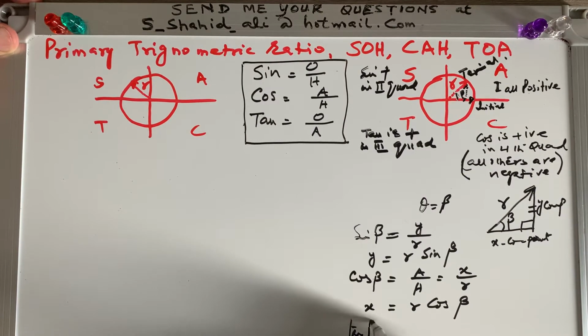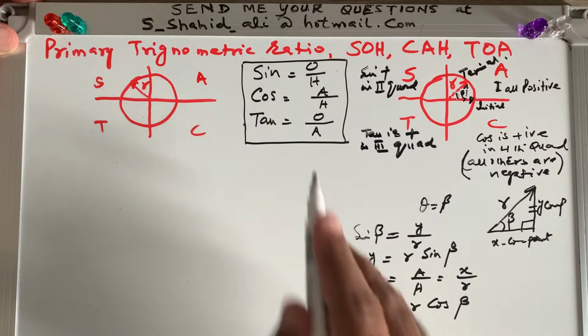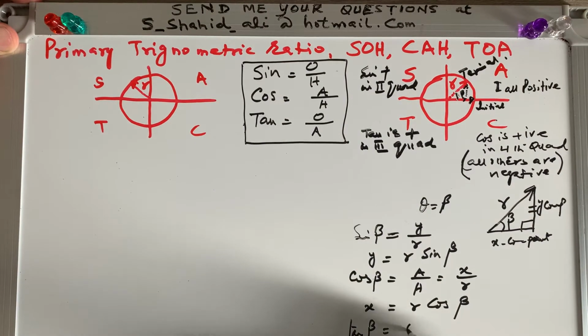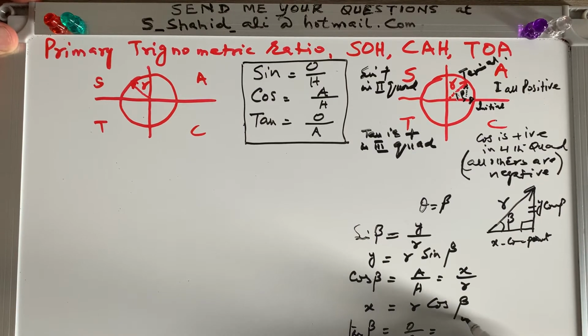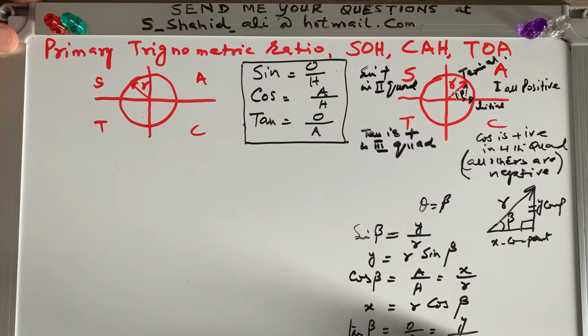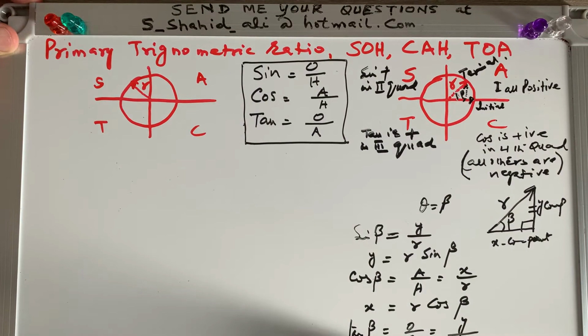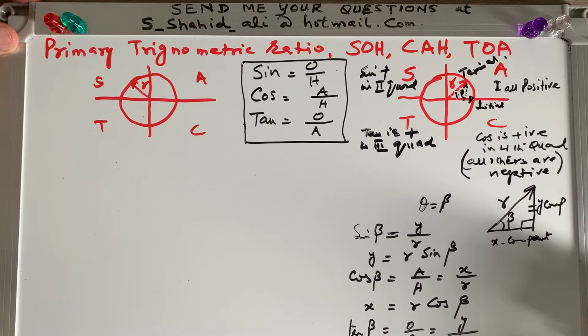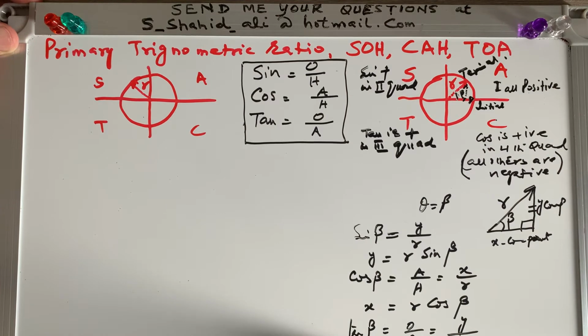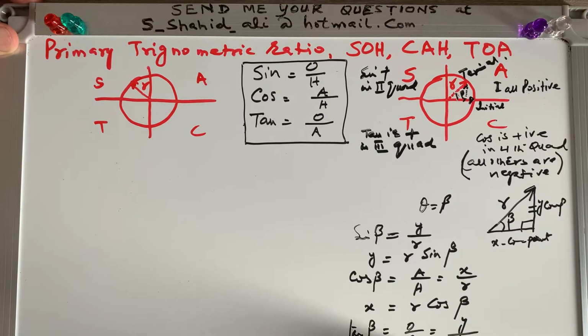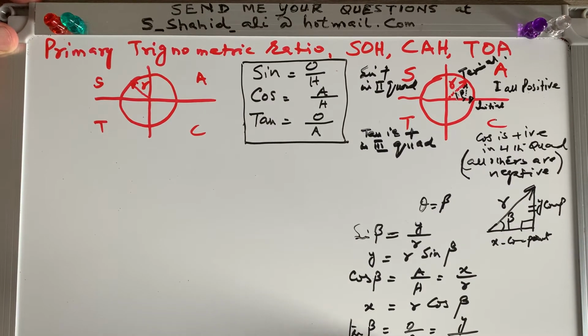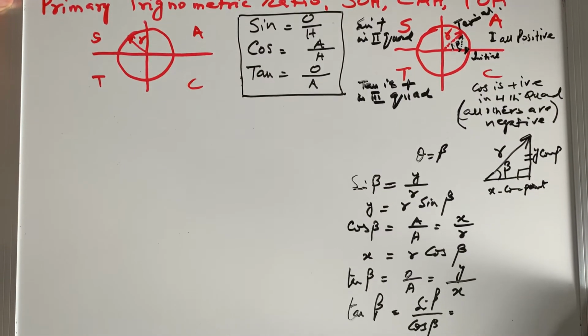Now if I take tangent beta, it is O over A, opposite over adjacent. What is my opposite? y, right? What is my adjacent? x. So if I want to calculate tangent beta, that equals y over x. Or a very interesting relationship we developed last time, that tangent beta equals sine beta over cos beta, right? Sine over cos is tangent.